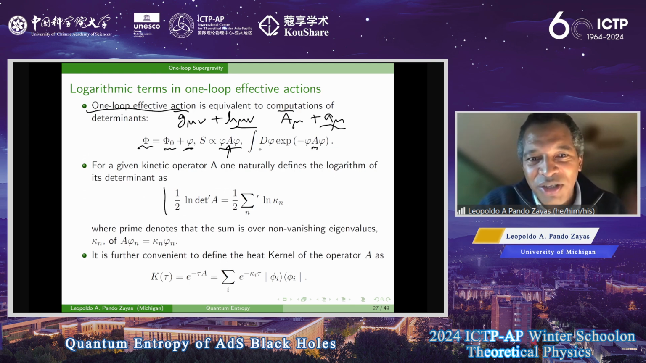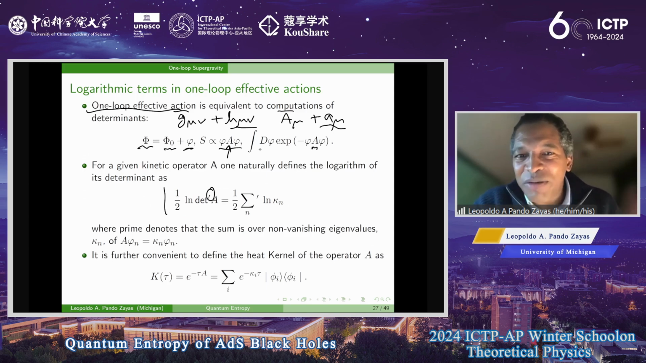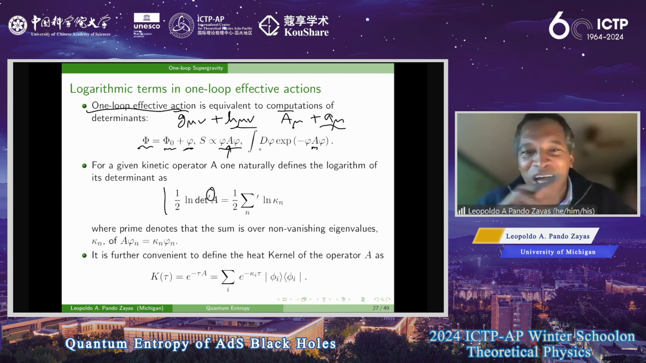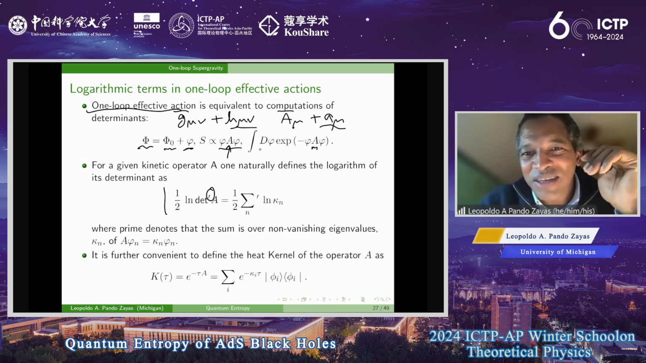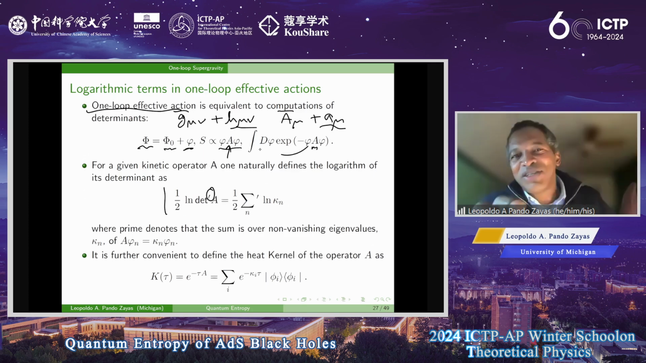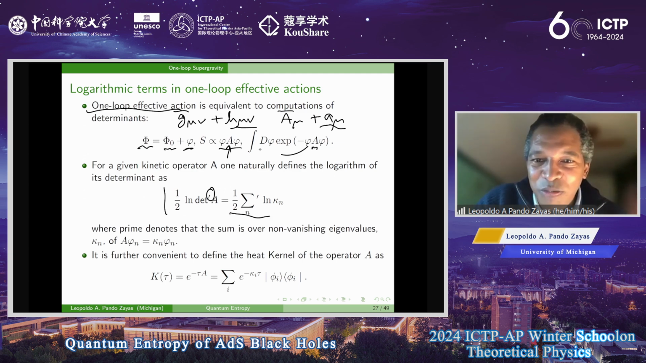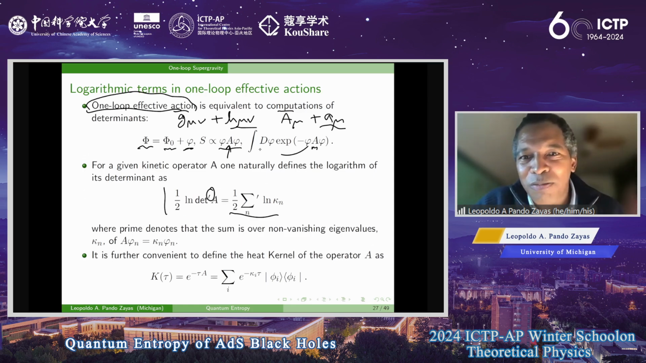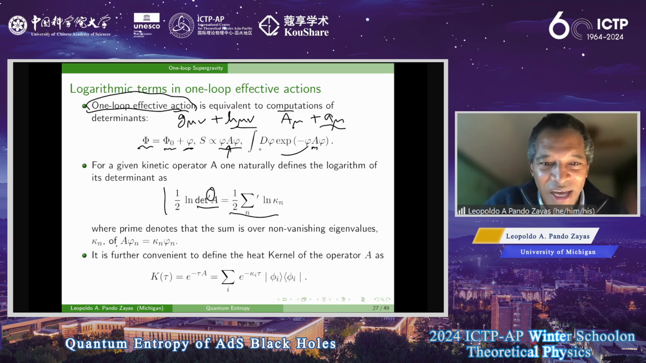And a nice way to do it is to declare that I'm going to use this prime. Prime means that I'm going to eliminate zero modes. So I want to compute only the non-zero modes, because if I have a zero mode, I will have an ill-defined infinity or IR divergence in my path integral. So this would be my definition of the determinant of operators. So let me summarize. If I want to look at my one loop effective action, the whole problem boils down to computing determinants of these kinetic operators. These κ_n are the eigenvalues of this kinetic operator.